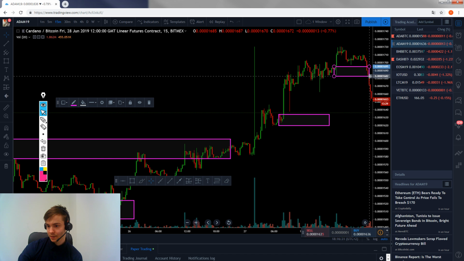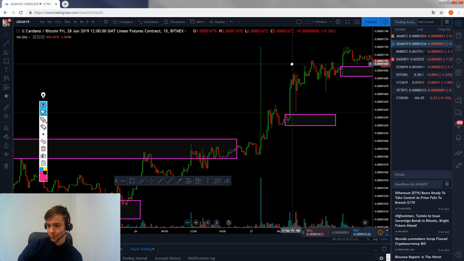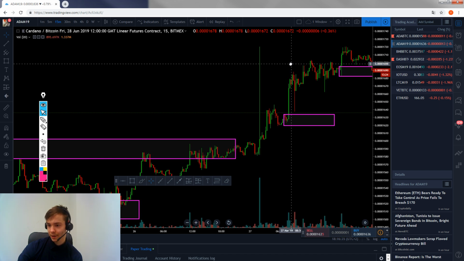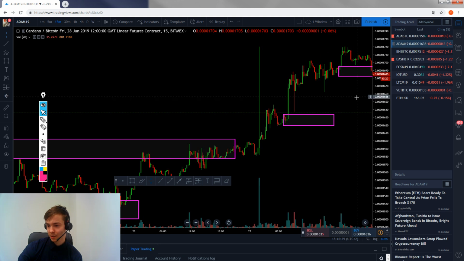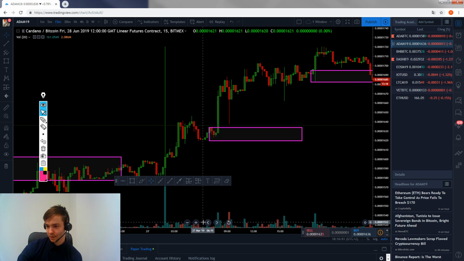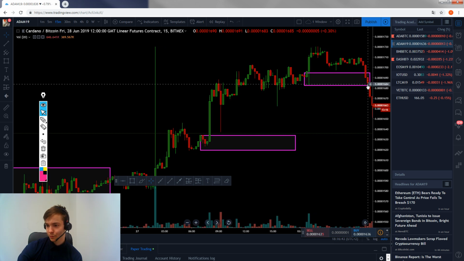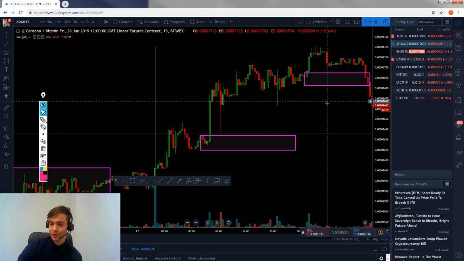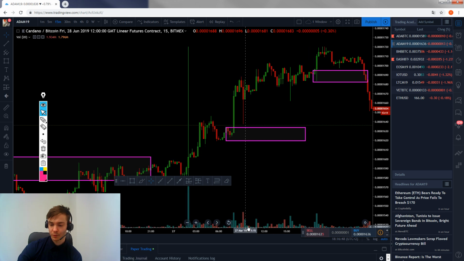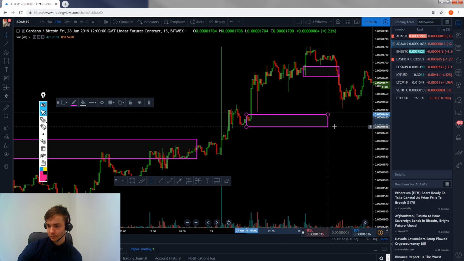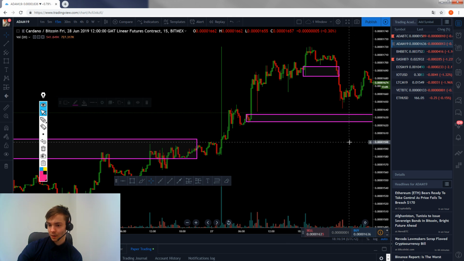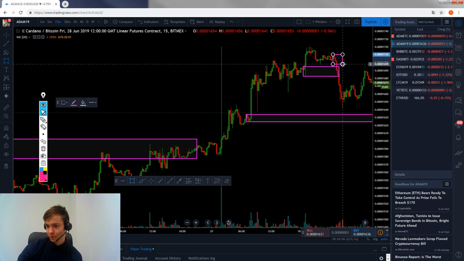Okay, in this case we usually need to wait for the reaction of the zone. So we would like to see some bounce and there was no bounce. You can see that market just didn't bounce, just went through the zone, so no reaction here. So we don't want to trade this zone. But definitely we could use this zone also for shorting.